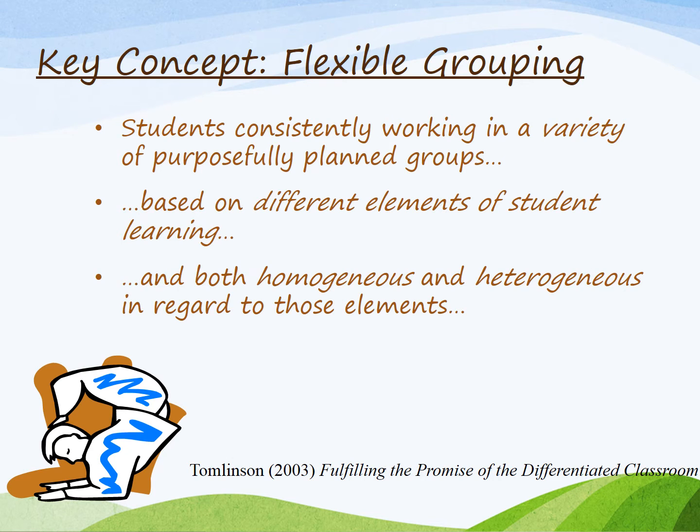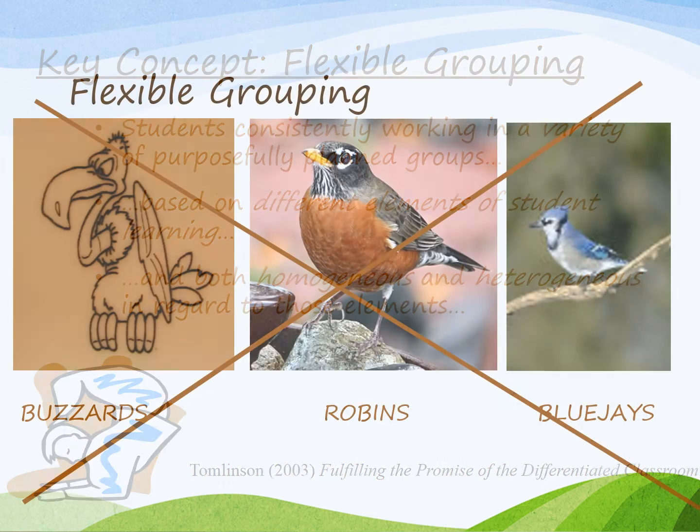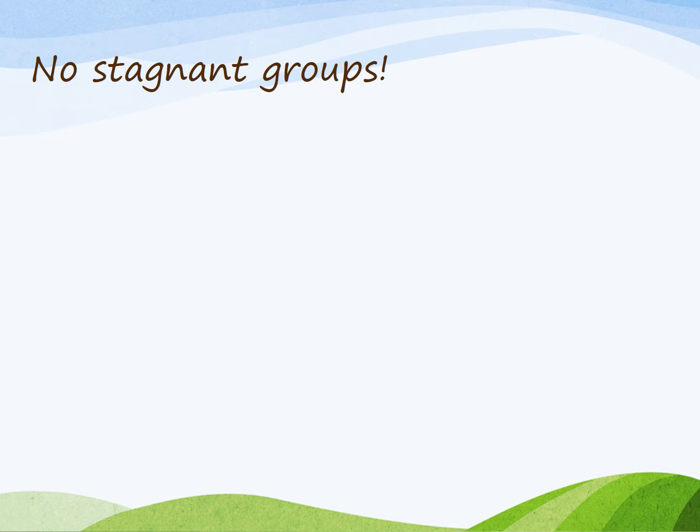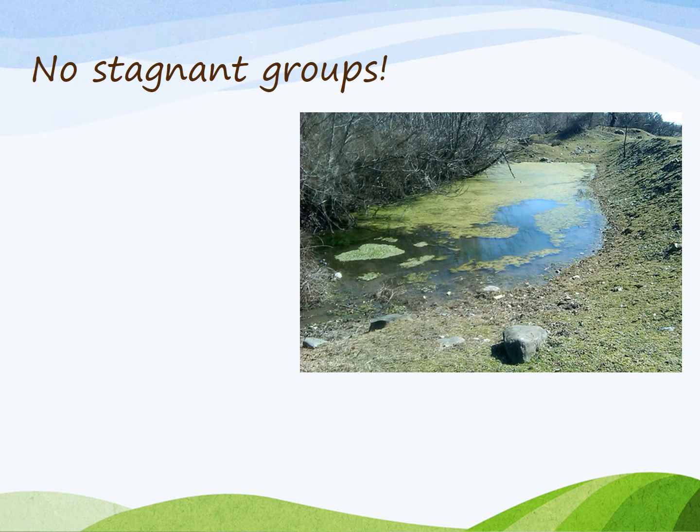You want to be sure to include both homogeneous and heterogeneous groups so that kids have the opportunity to hear thinking that's both similar to and different from their own. Here's what flexible grouping is not. We don't want kids stuck in the same groups all the time with the stigmas that might be attached to those groups. No stagnant groups. It's important that groups be changing, be dynamic, because just like stagnant water, stagnant groups stink.